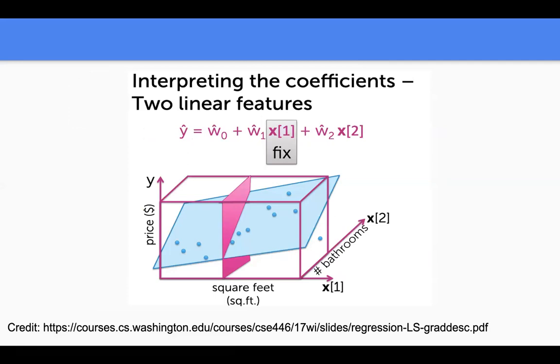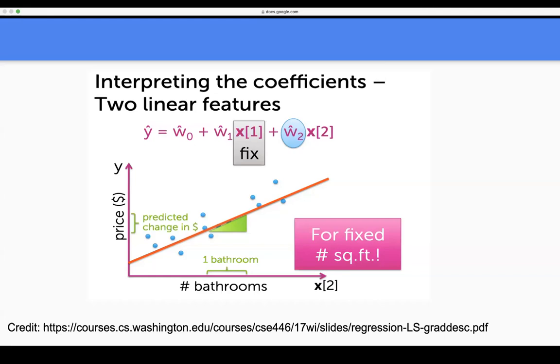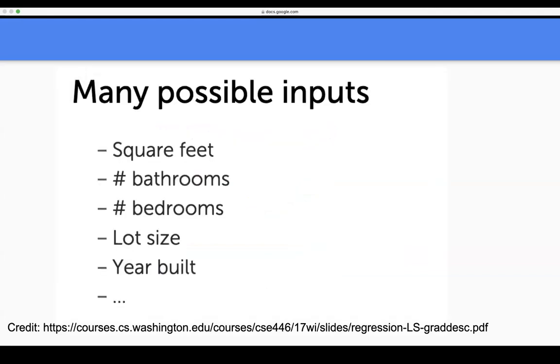So if we go back over here, we can see that if we fix the value of square feet and we just keep on varying X2, the number of bathrooms, then we can estimate the value of W2 using this. The same thing applies if you keep on adding more features, like the number of bedrooms, the lot size, year built. All these features would then be taken into account for building a model, and that would dictate the price of the house. So you can keep on adding more input variables or input features to this regression model.